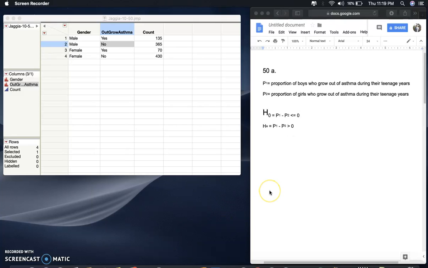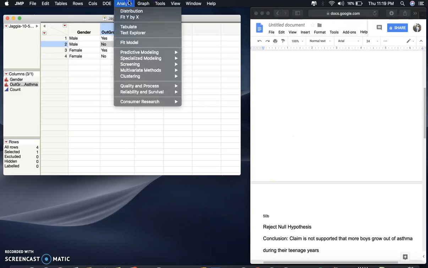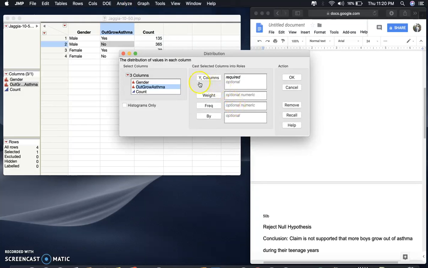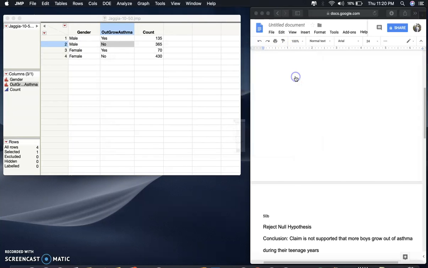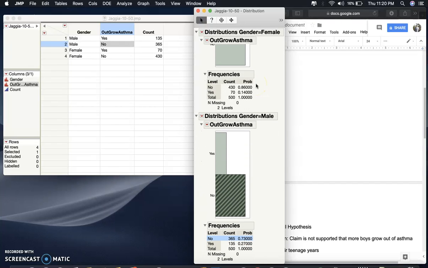So for part B, we have to test the significance level. First, we're going to go to Analyze and go to Distribution. For the Y column, we want to put outgrow asthma, and for gender, we want to put that in the By section. For the count, we can put that in the frequency section. When we click OK, JMP automatically gives us a lot of data, including the counts for no's and yeses for both females and males, and the probability proportion for each one.